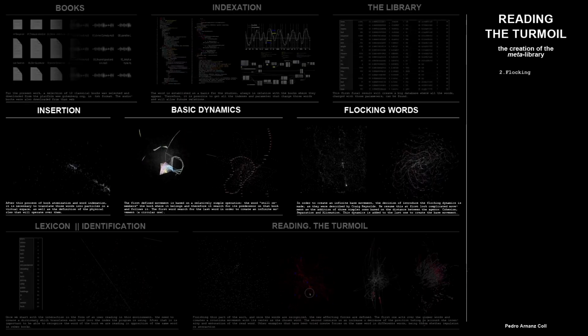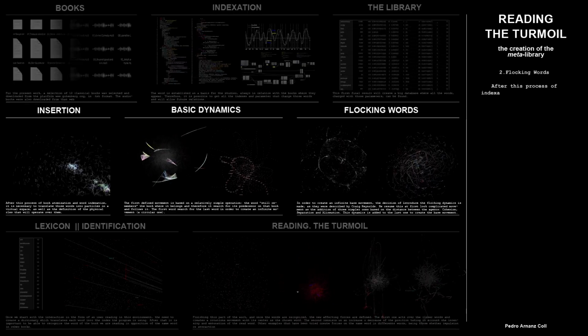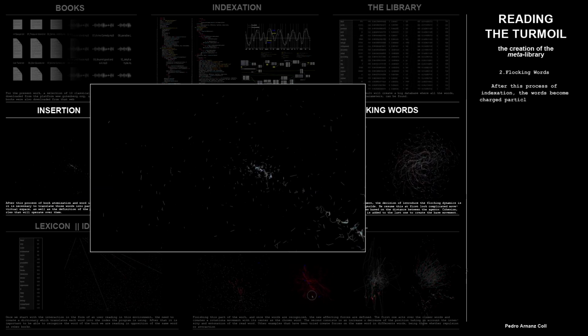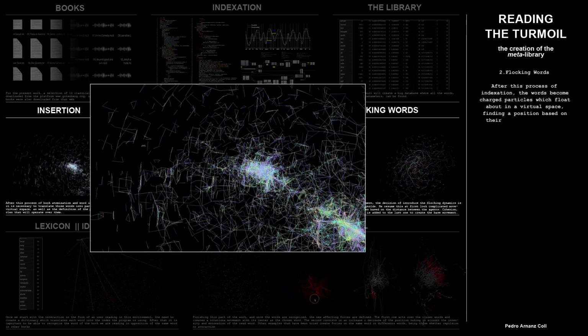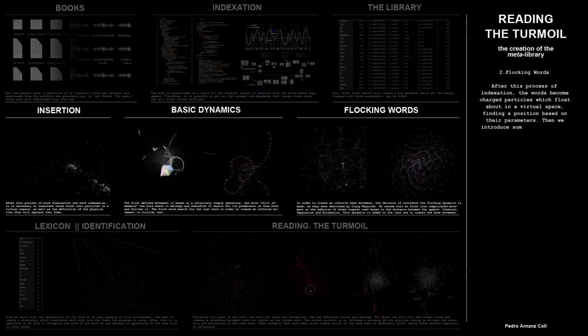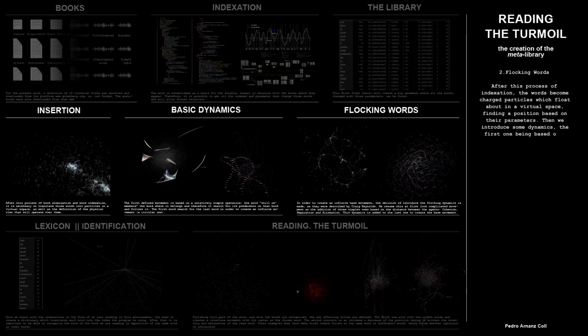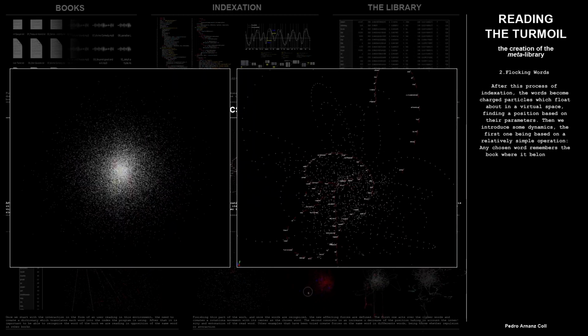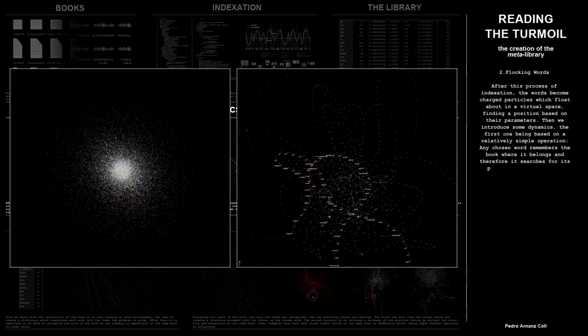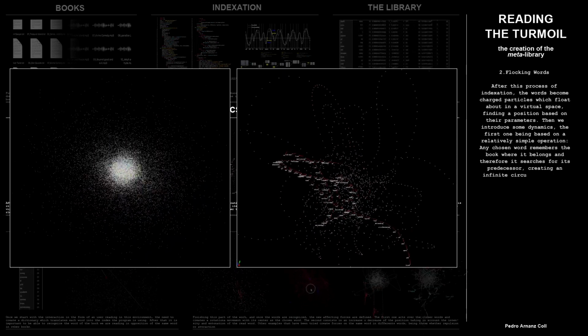Flocking words. After this process of indexation, the words become charged particles which float about in a virtual space, finding a position based on their parameters. Then we introduce some dynamics. The first one being based on a relatively simple operation. Any chosen word remembers the book where it belongs and therefore it searches for its predecessor, creating an infinite circular movement.